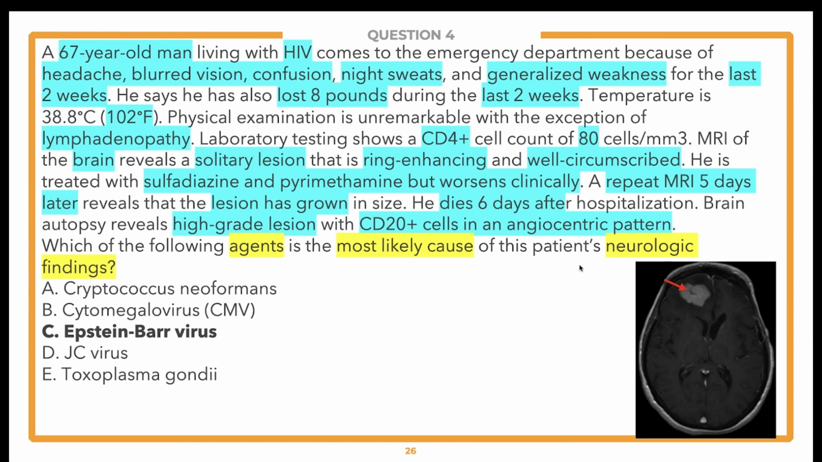Now, why are the other answer choices incorrect? Well, we're looking at toxo. Toxo can also lead to brain abscesses, right? And also in AIDS patients. And it can also appear as a ring enhancing lesion, but generally it'll be multiple ring enhancing lesions, not a singular one.